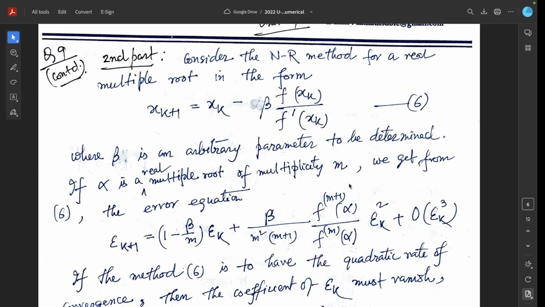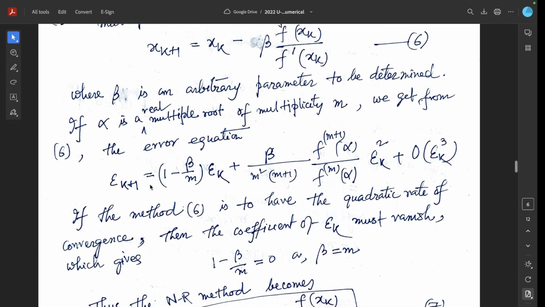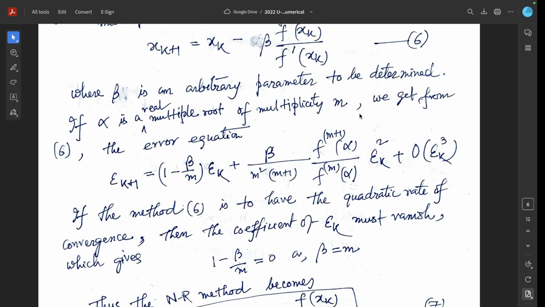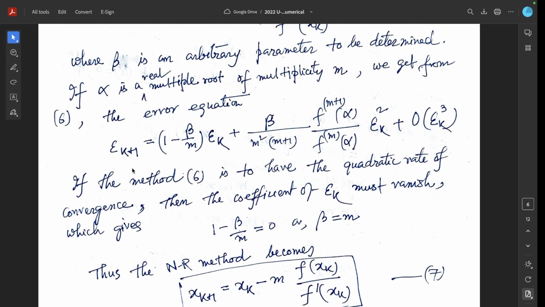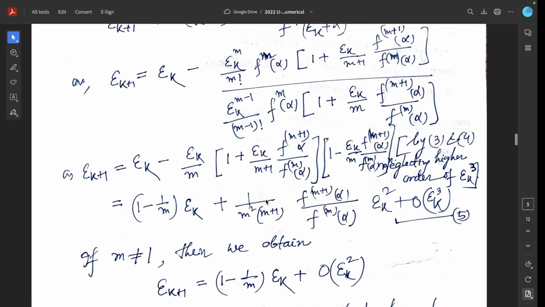Consider the modified Newton-Raphson method for a real multiple root in the form x k plus 1 equal to x k minus beta f(x k) by f dash x k, equation 6. Beta is an arbitrary parameter to be determined. If alpha is a real multiple root of multiplicity m, we get from 6 the error equation epsilon k plus 1 equal to (1 minus beta by m) epsilon k plus beta by m times [(m plus 1) times the (m plus 1)th derivative at alpha by the mth derivative at alpha] epsilon k squared plus order of epsilon k cube. Actually, this expression comes from a similar type of calculation.